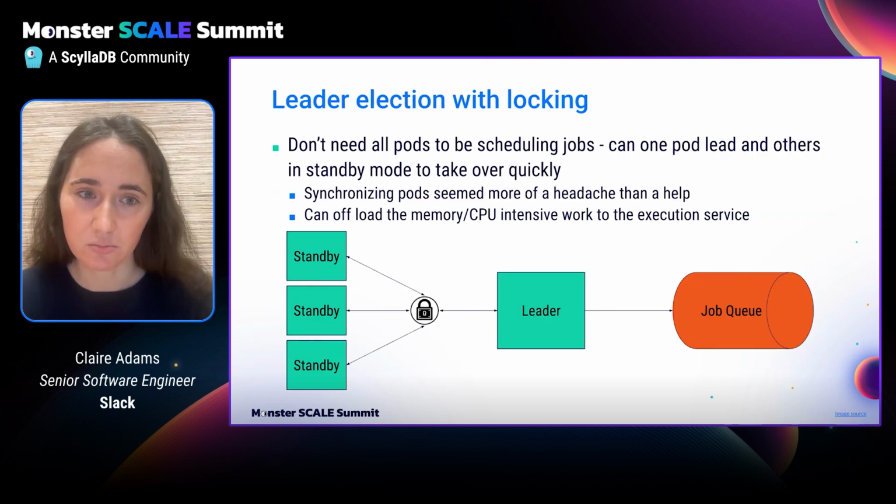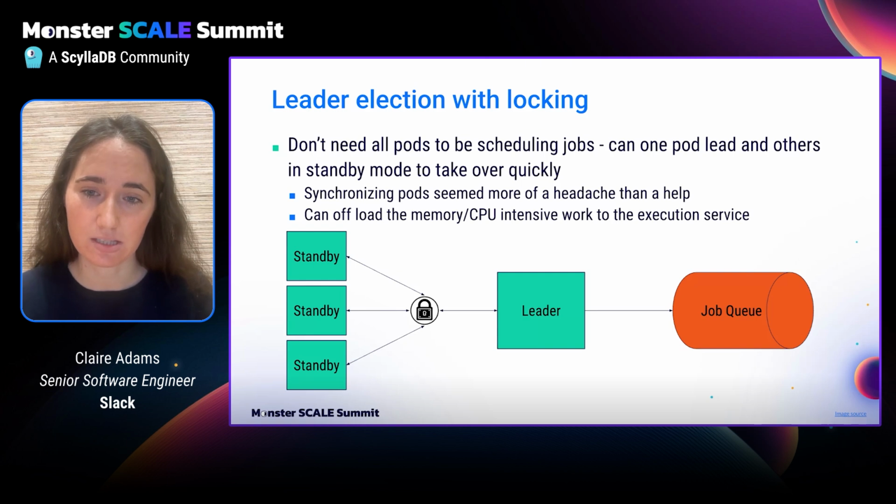So for the leader election with locking, this was a really critical architecture decision. We were at a crossroads: do we spread the scripts across many pods, where some pods do the first couple and some do the next couple, making it very distributed? Or do we have one leader who does the executing? We decided to pick one leader because synchronizing between many pods seemed like a big headache. Network problems, anything like that, makes it more difficult.